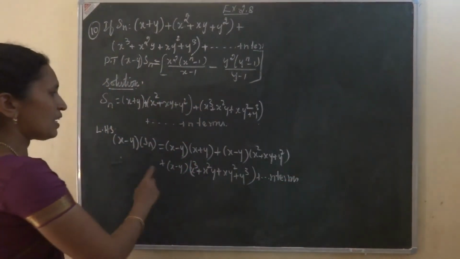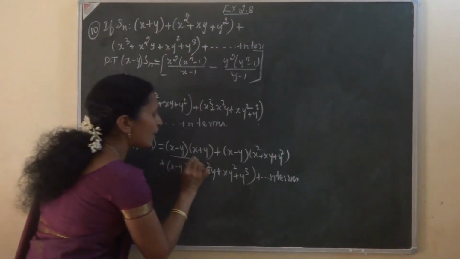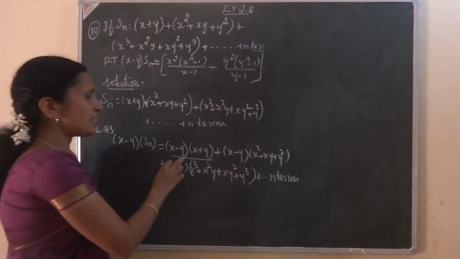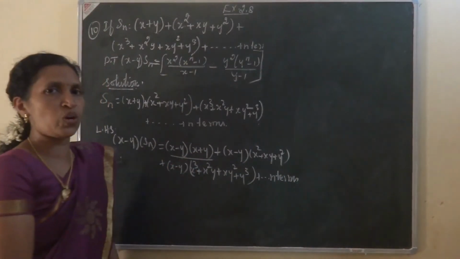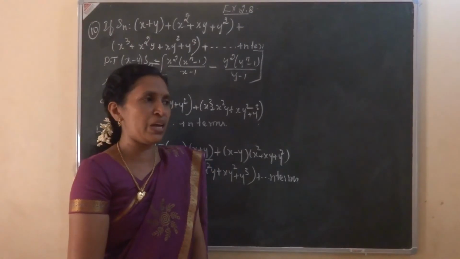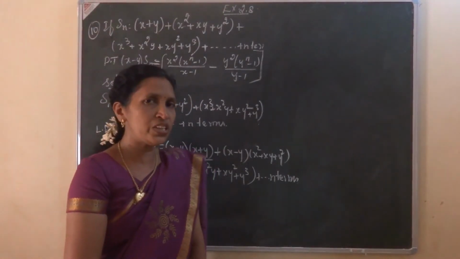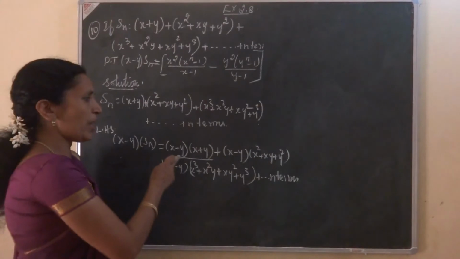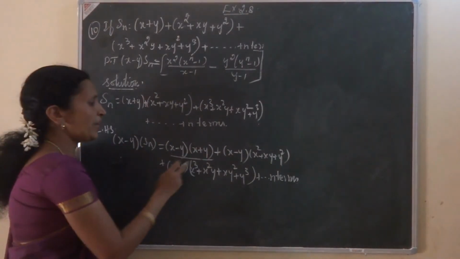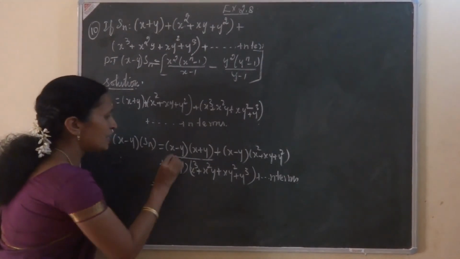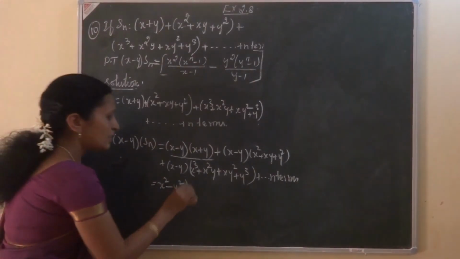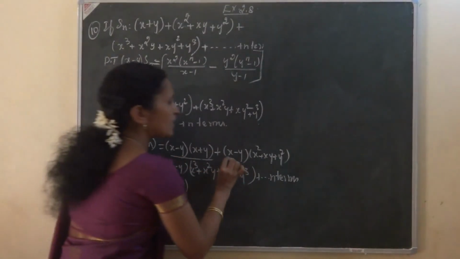Listen students, x minus y into x plus y. What's the formula you can remember here? a minus b into a plus b. What's the value? a square minus b square. You can apply that formula here. You will get x square minus y square. Separate. Okay.